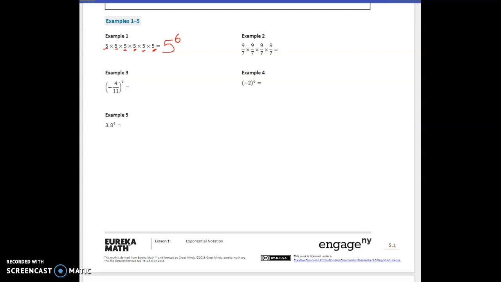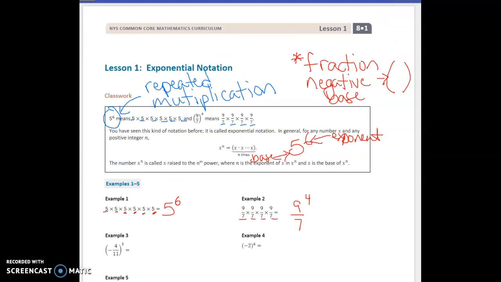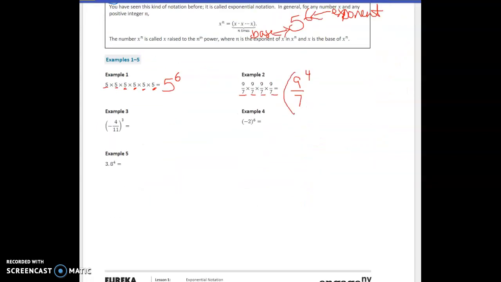Over here, for example 2, we have 9 sevenths times 9 sevenths times 9 sevenths times 9 sevenths. So we have 1, 2, 3, 4 of them. Now, here's where we have to be careful. We don't just want to put 9 sevenths to the 4th. The reason? This 4 looks like just the 9 is being raised to the 4th, but not the 7. So this is where we talked about if it's a fraction or a negative base, either one, it has to go in parentheses. So all you have to do is drop some parentheses around there.